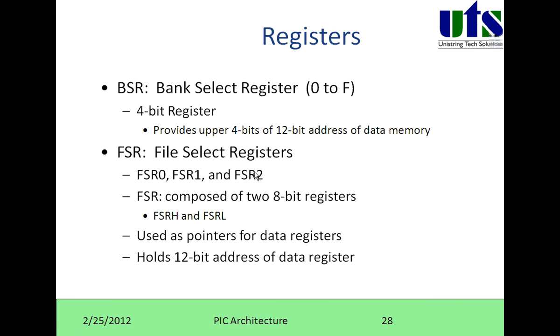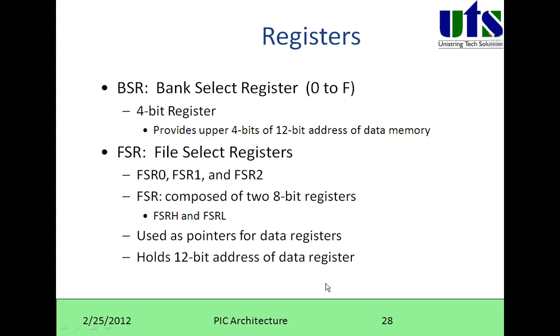And file selection registers: there are 3 file selection registers, each composed of two 8-bit registers, as the instructions execute as 16-bit instructions internally. So we have two 8-bit registers, high and low, used as pointers for data registers. For fetching the data, the address will be loaded into the file selection register, then you can execute it. So it holds the 12-bit address of the data register.